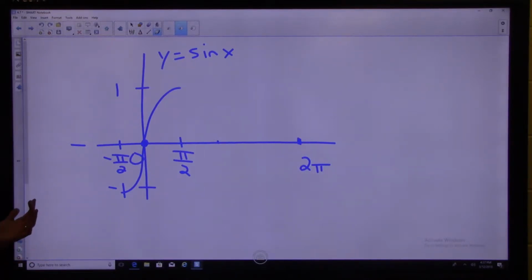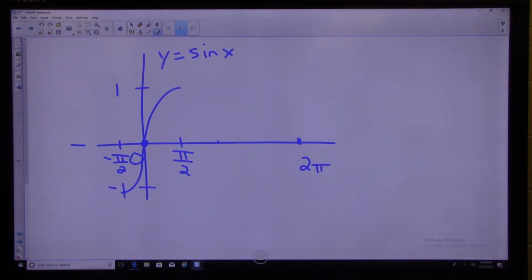It will give us all the trig ratios that we've talked about, so all the important values: negative 1/2, negative square root of 2 over 2, negative square root of 3 over 2, positive 1/2, positive square root of 2 over 2, positive square root of 3 over 2.